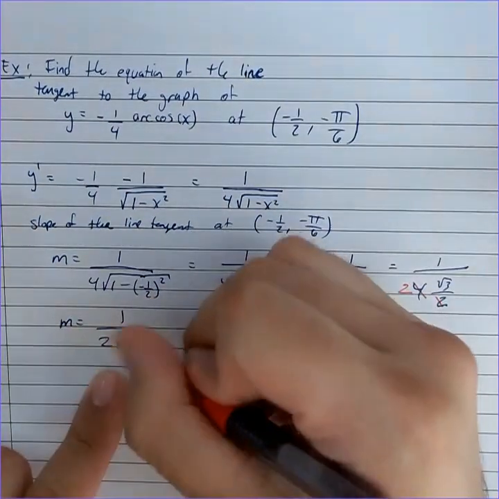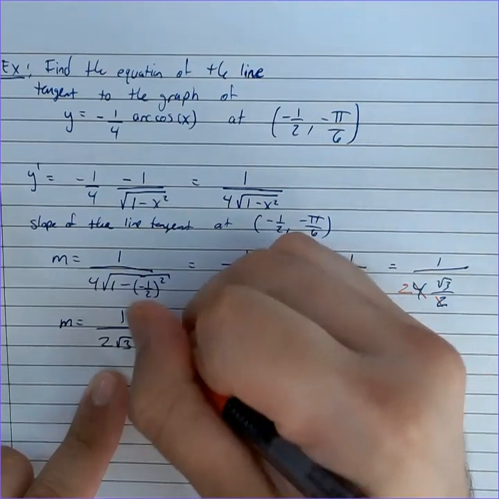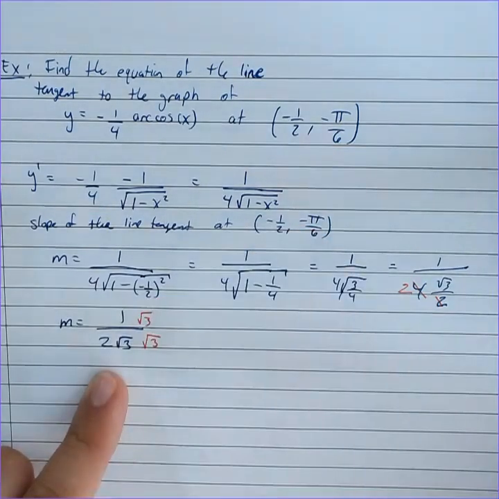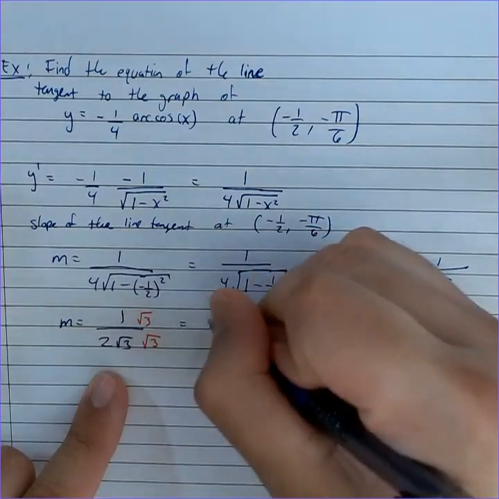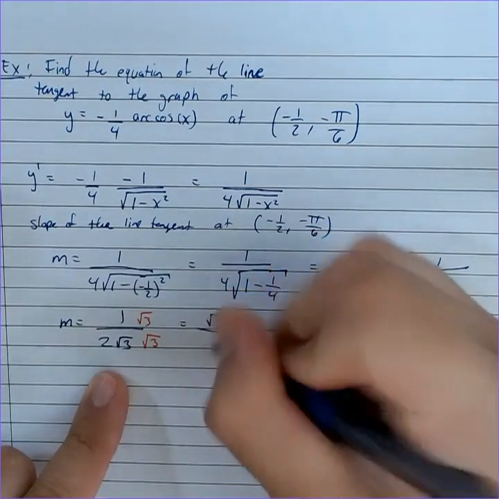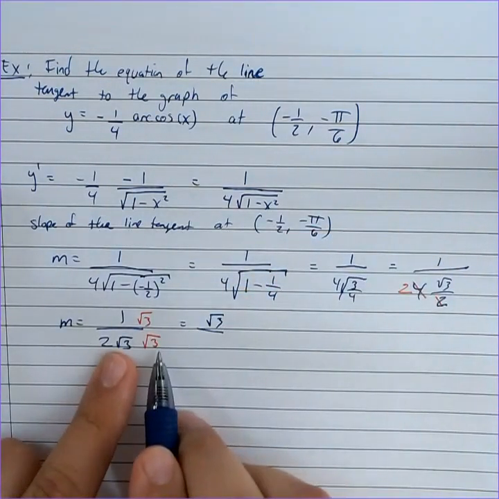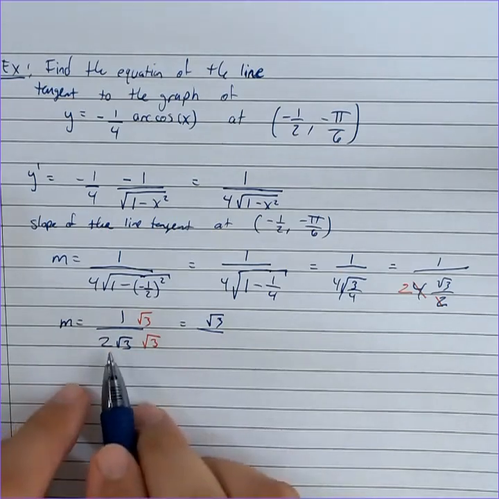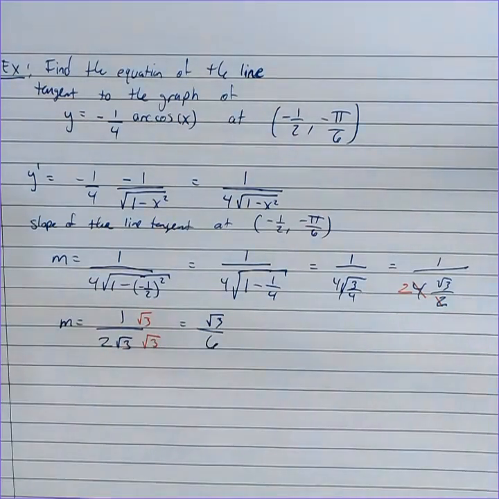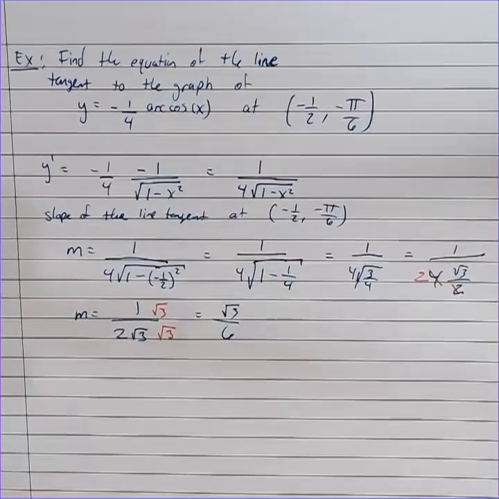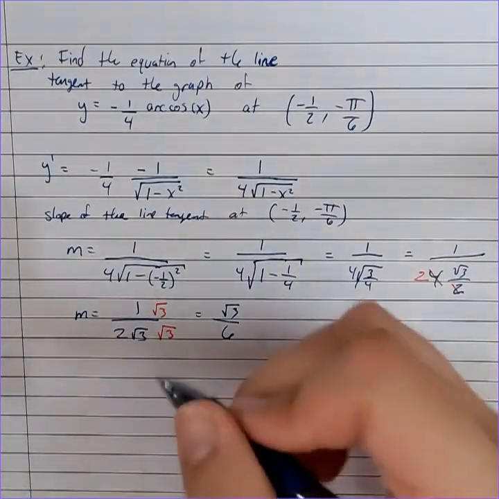Let me rationalize that. We don't want any radicals in our denominators. So that's going to give me root 3 over, let's see, root 3 times root 3 is root 9. So that's just 3 times 2 is 6. So there we go. There's our slope, root 3 over 6. And now we can go ahead and find the equation of our line.